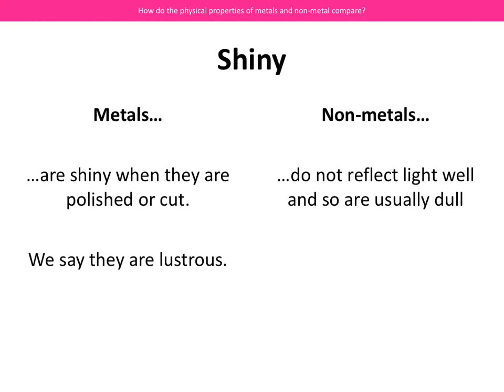As you probably already know or realise, metals are shiny, particularly when they're polished or they're cut. They can be shiny, and we say they're lustrous. Another word for shiny is lustrous, or luster. We can say something has luster. Whereas non-metals, generally speaking, do not reflect light well, and so they are typically quite dull materials. Dull here means that they don't really reflect the light.